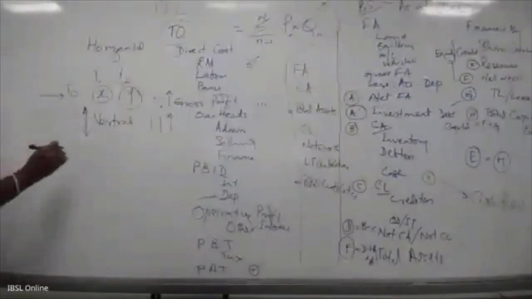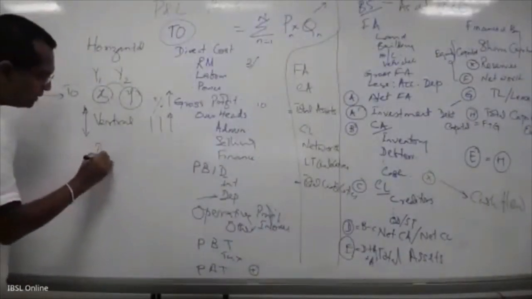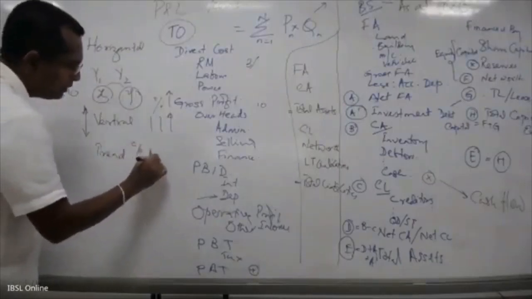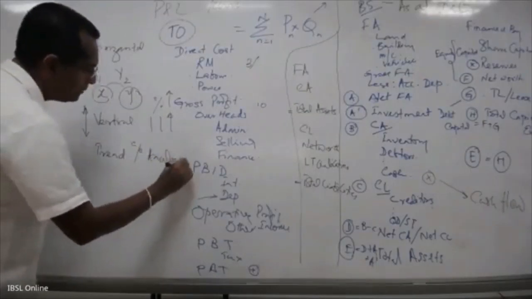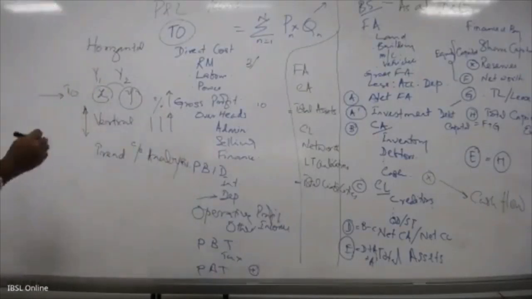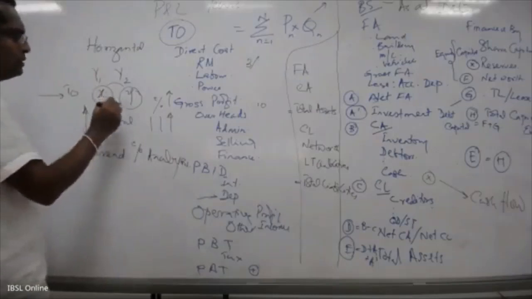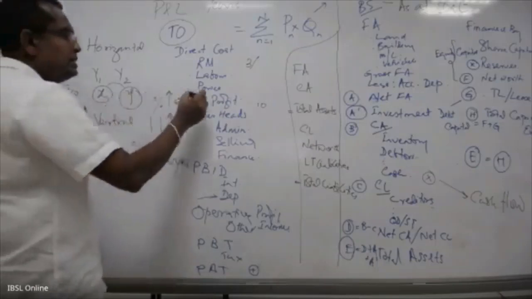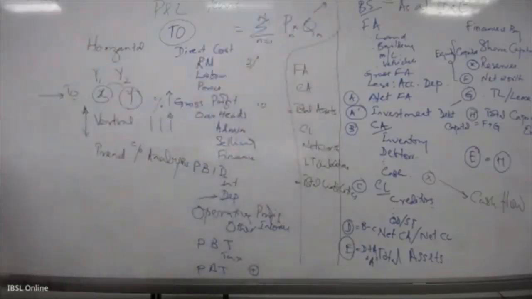Then we have trend percentage analysis, right? That means here we took only 2 years, but under trend percentage, one single item will be checked for 5, 6, 7 years. Long period, how the turnover has changed in this company, how the cost pattern has changed in this company. That's called trend percentage analysis, right?